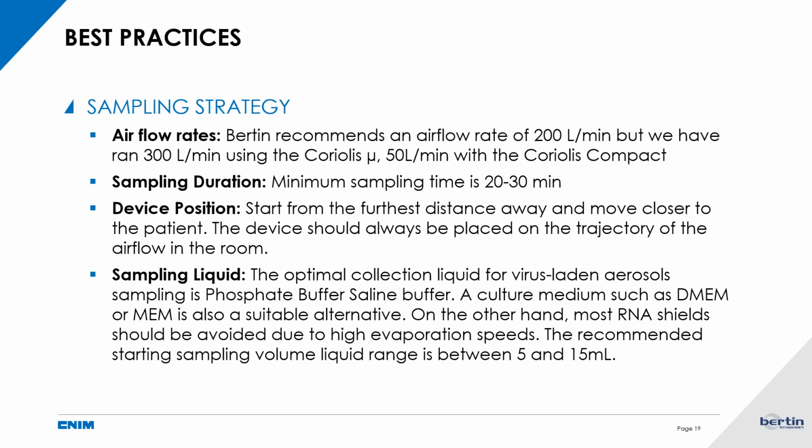Okay, for the sampling strategy, right now we are talking about SARS-CoV-2. So our feedback and experience tell us that it's better to make a run with a flow rate of 200 liters per minute. That is what we have seen and what has been described in literature. But anyway, there is no fixed rule, and you can try other flow rates in order to collect virus.